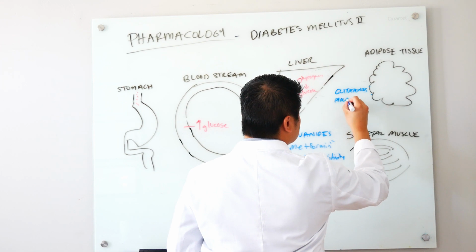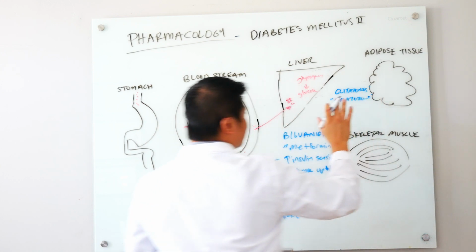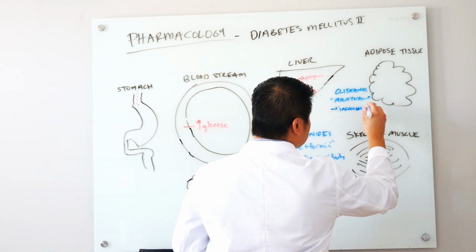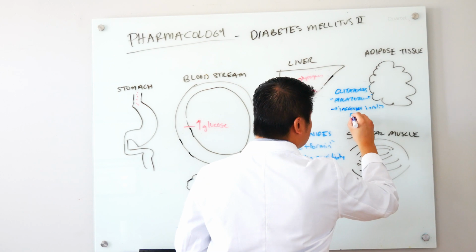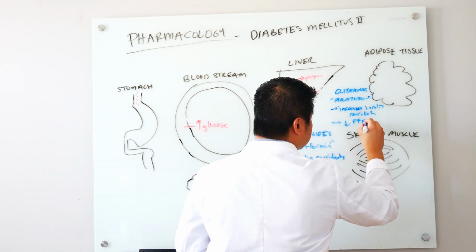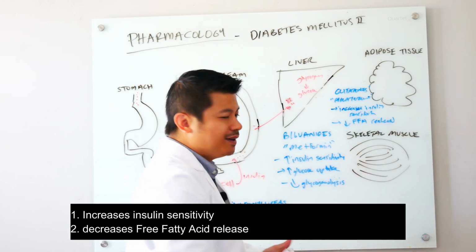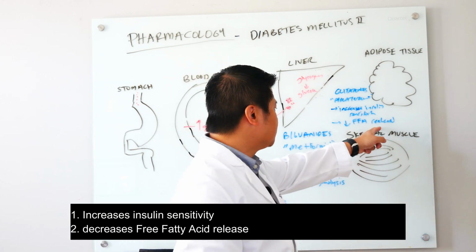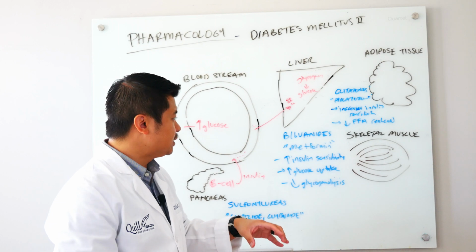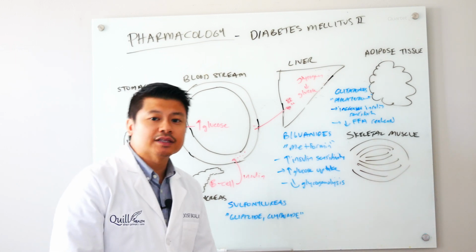So pioglitazone, bear with me, I know I'm spelling this wrong here, is the more common medication there. And what this does is that it increases insulin sensitivity and also decreases free fatty acid release in the adipose tissue. Since there's a decrease in free fatty acid release in the tissues, and actually in the bloodstream, it'll increase insulin sensitivity. So that's how glitazones work.